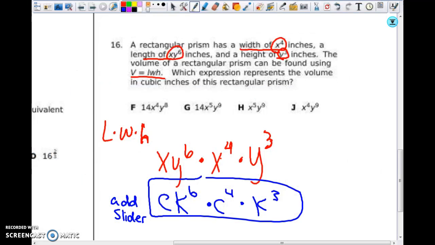And then just don't forget, when you match your answer choices, we gave X a C, so you cannot forget to check your answer choices with the same letters you gave it. We gave Y the K, so I would check like that, and it will match. Those are the only three. Any questions?